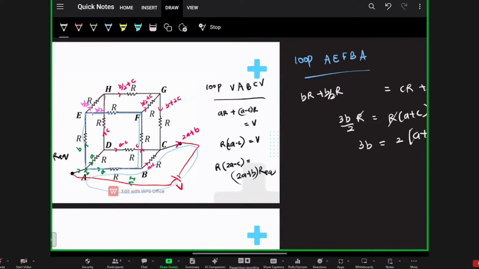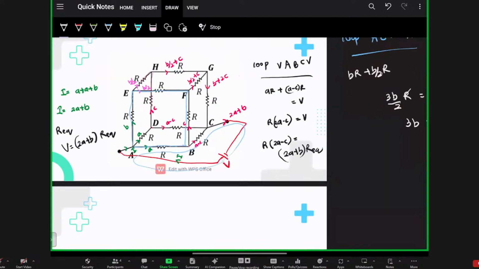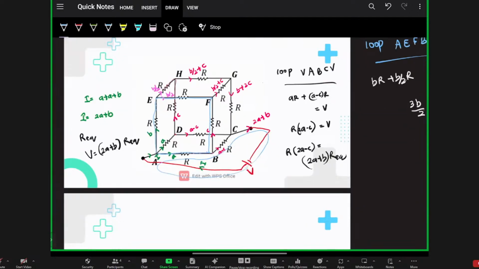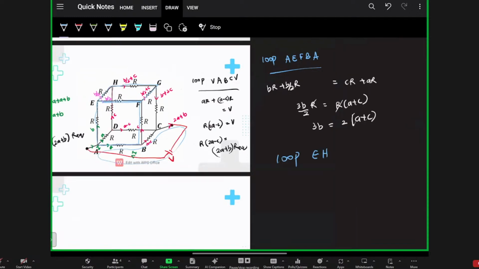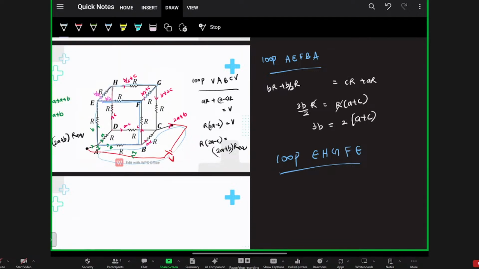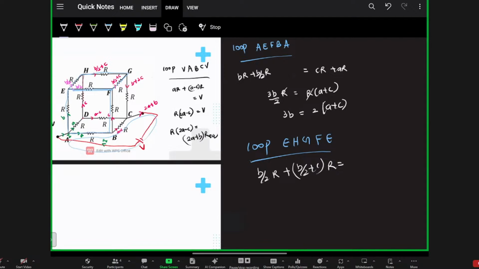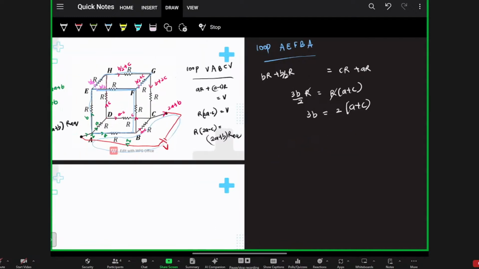Next we have to take another loop. From where? Let me take this loop, E H G F E. From that loop I can write the B by 2 R drop plus the B by 2 plus C R drop, which is equal to the EHG side, so against, it will be B by 2 plus C R. Okay, you have to include this branch also. Which branch? This branch, the HD branch.